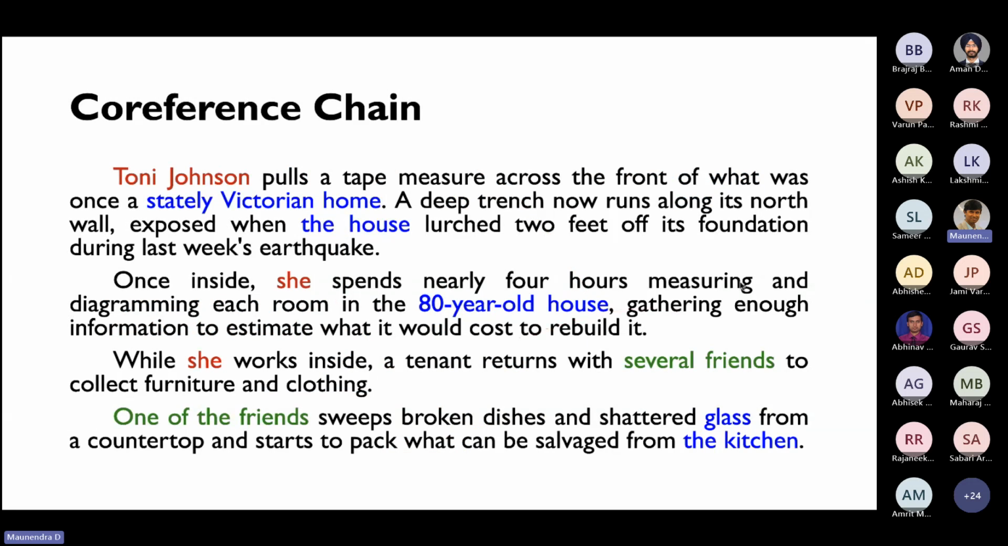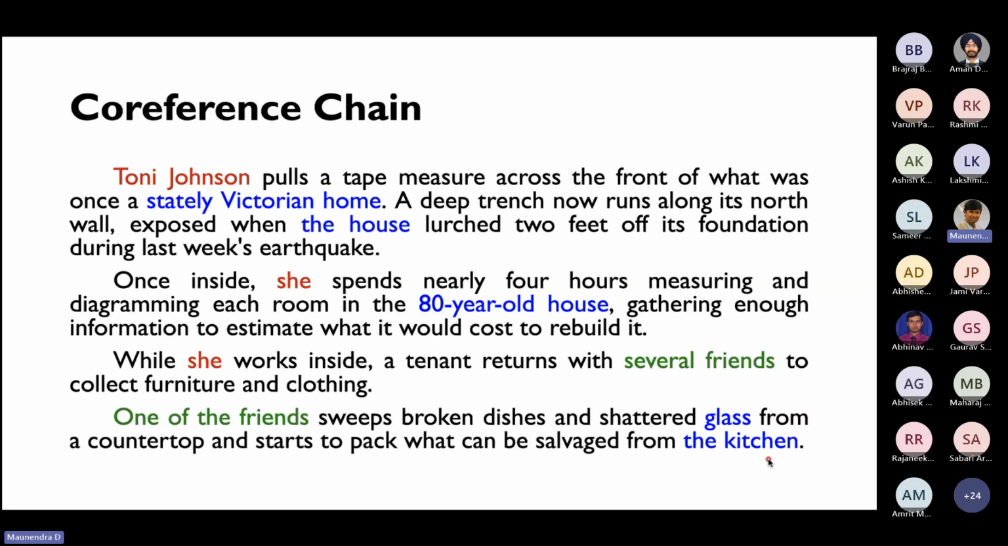And here it's slightly different, like this stately Victorian home, the house, the 80-year-old house, and broken dishes and shattered glass from the countertop, and starts to pack what can be salvaged from the kitchen.